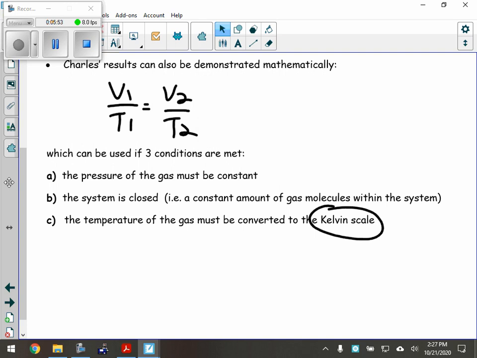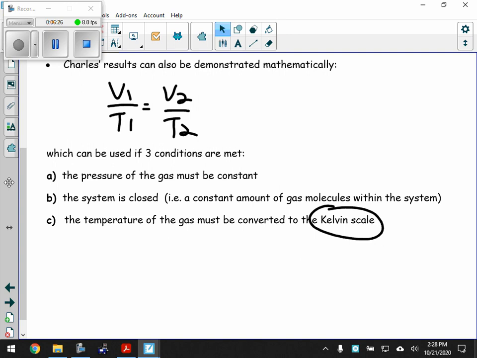What do you think? Think about Celsius, yeah? Today is -7 Celsius, apparently. If I put -7 Celsius here, and I put other numbers in here, and solve for V2, what does the volume potentially become? What happens? V2 becomes what?